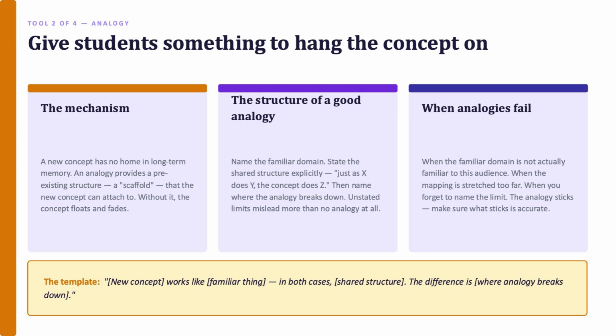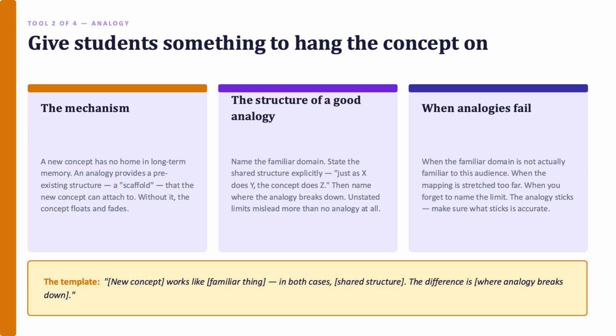A core teaching strategy is to give students something to hang the concept on, which is tool number 2, analogy. Let's examine the mechanism. A new concept has no home in long-term memory. An analogy provides a pre-existing structure, a scaffold, that the new concept can attach to. Without it, the concept floats and fades. The structure of a good analogy involves specific steps.